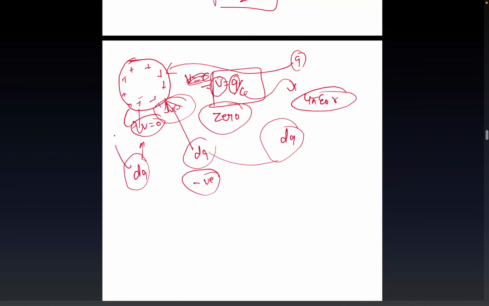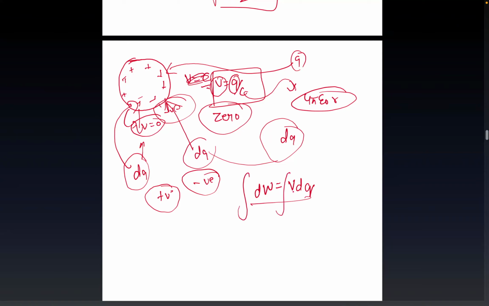If you want to bring it there, there is some potential between them. That is positive potential. Positive means some repulsive thing is there. Here you have to do some amount of work. What is that amount of work? That is potential multiplied by dq. Is that clear? Okay, now this is the first condition.